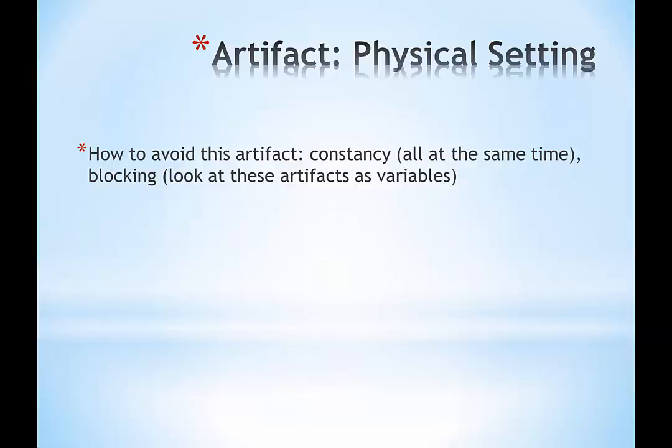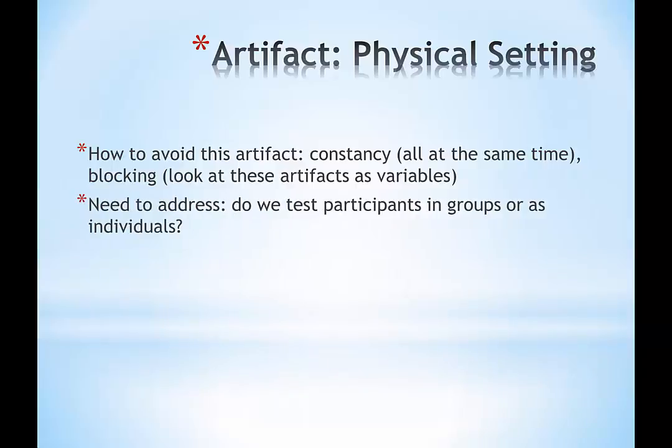Or blocking. If I really think time of day might be an influential variable, I might go ahead with my 8:15, 12 noon, and 4:30 study, but I'm going to count time of day as a variable, and then I can actually try to test and see if it had a significant effect on the outcomes of the study. I think part of this is going to be you need to address, do you test participants in groups or as individuals?